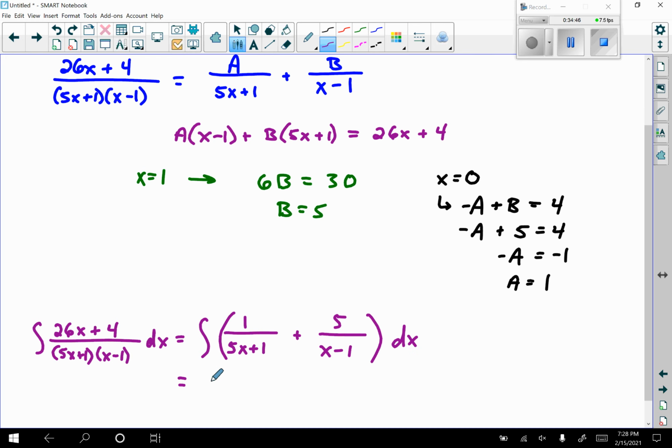So the first is going to become the natural log of the absolute value of 5x plus 1. But we have to be careful here, because if we did take this derivative, we would get 1 over 5x plus 1, but then we'd have the derivative of the inside stuff, which would be times 5. So I have to put a 1/5 here. And then over here just becomes 5 times the natural log of the absolute value of x minus 1, and then we get our plus c.